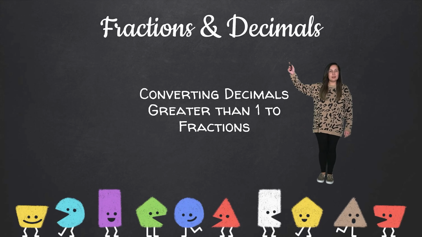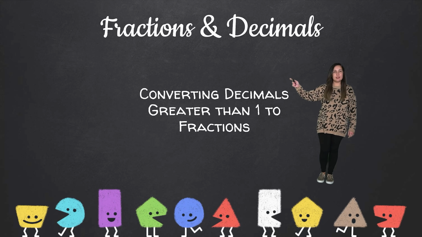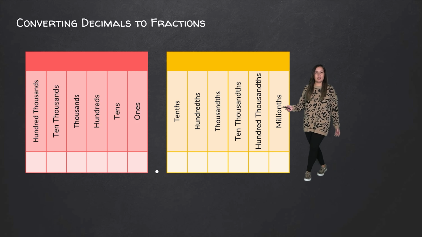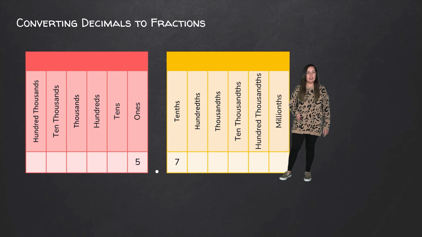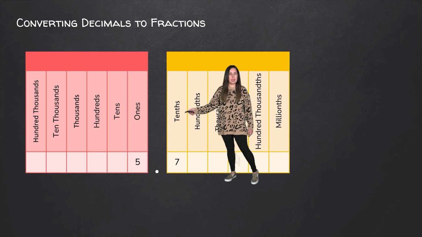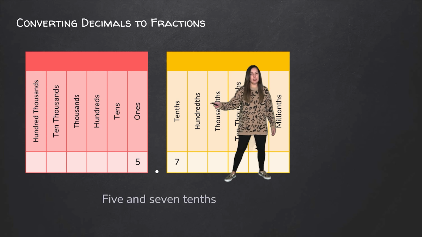Mathematicians, today we're going to be learning about fractions and decimals, more specifically about converting decimals greater than 1 to fractions. To get us started, we have a place value chart, and in our place value chart we have 5.7. Notice that our number ends in the tenths place value, making this 5 and 7/10.